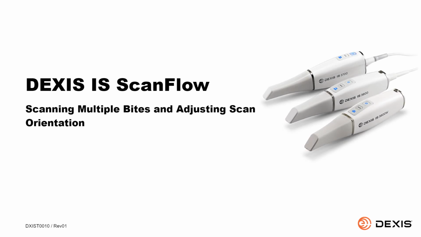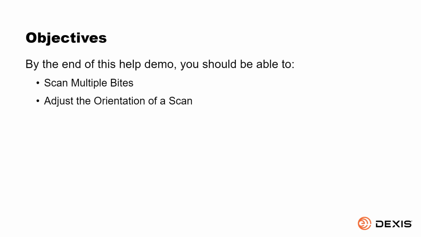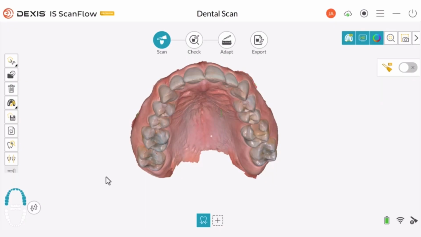DEXIS ScanFlow, scanning multiple bytes and adjusting scan orientation. This beginning-level help demo is designed for clinical team members and provides tips to acquire multiple bytes and adjust the orientation of a scan. By the end of this help demo, you should be able to scan multiple bytes and adjust the orientation of a scan. Let's begin with how to scan multiple bytes.